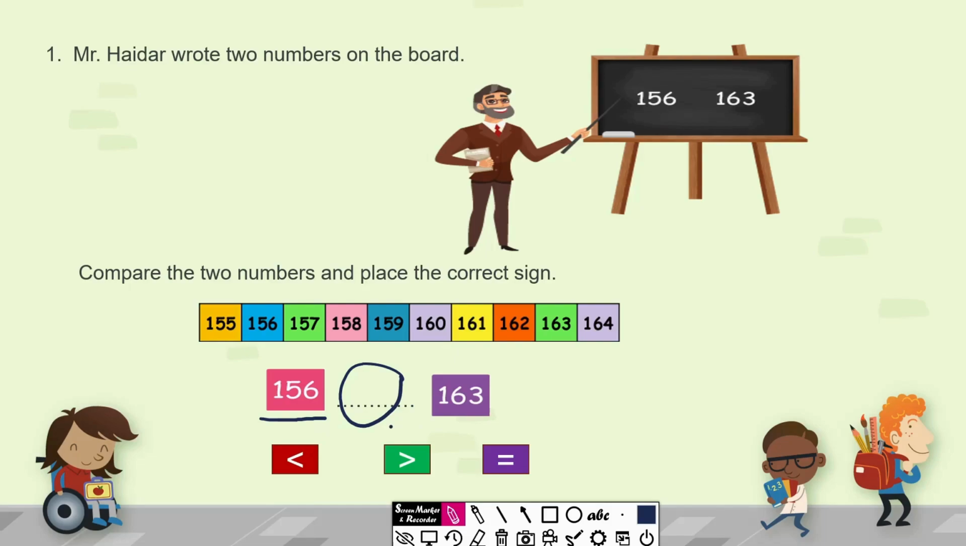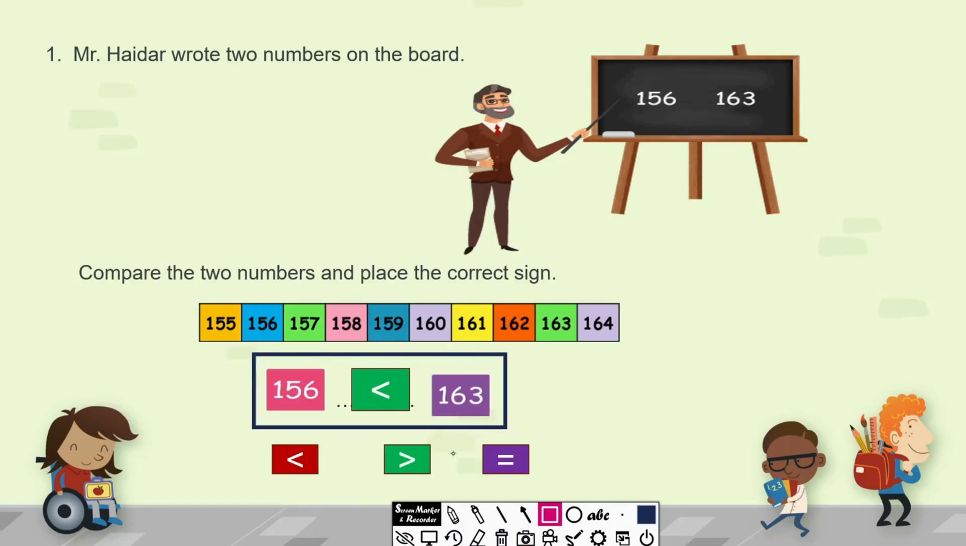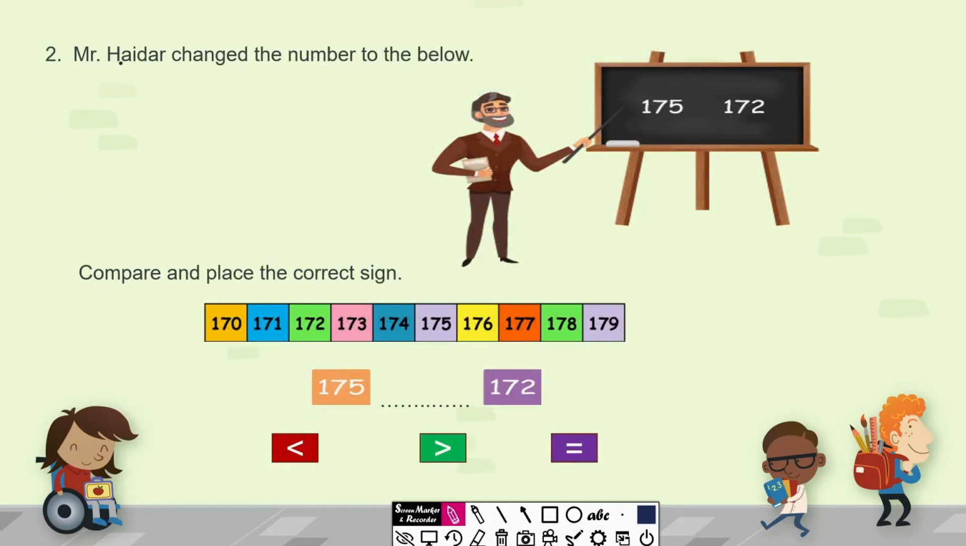156 is less than 163. Correct. Okay, let's check the answer. Yes, 156 is less than 163 is the correct answer. Okay, let's move further. Mr. Heather changed the number to the below. Okay, he now changed the number to 175 and 172.